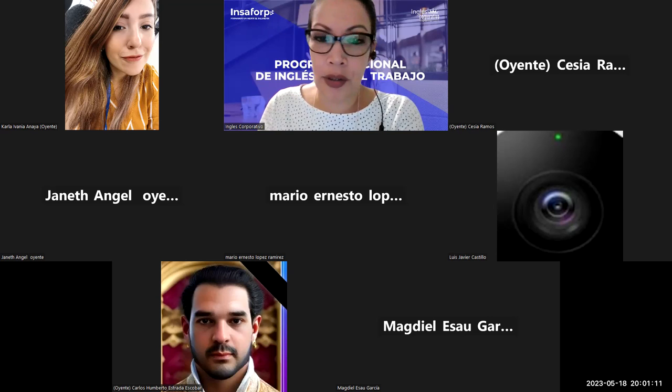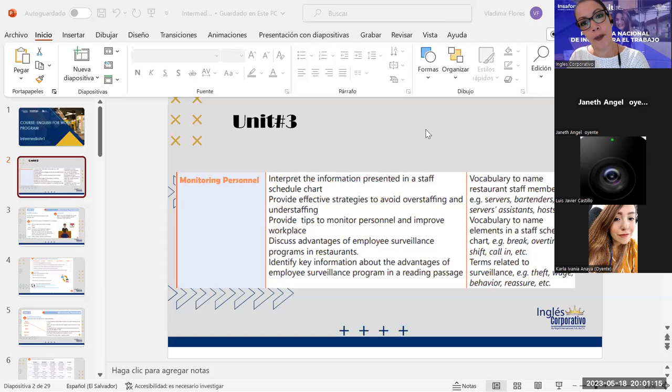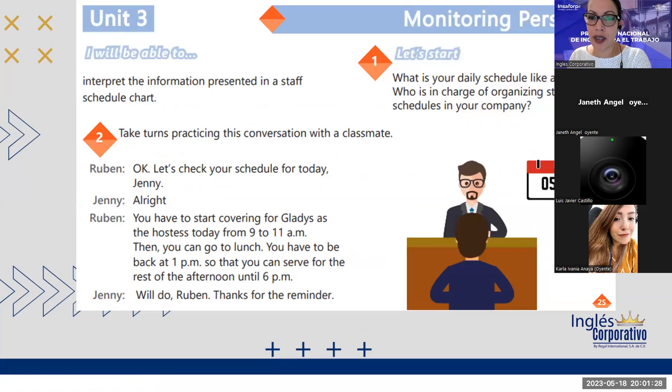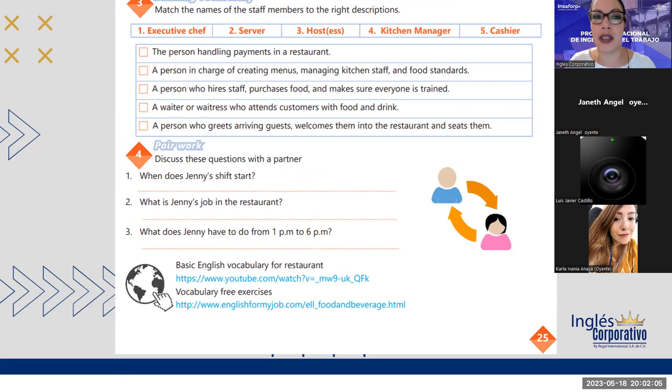I shared the presentation with you to the WhatsApp group a couple of minutes ago. And yesterday we introduced unit number 3, in which we will be talking about surveillance. We will also use superlatives in the first week, or the second, I guess. We studied the comparatives, now we're going to study the superlatives, and also we will combine both things. Yesterday we practiced this conversation. As far as I remember, that was the last exercise that we did. In it, they are talking about schedules, activities, and who organizes the schedules in the companies. So today we will continue on this slide.